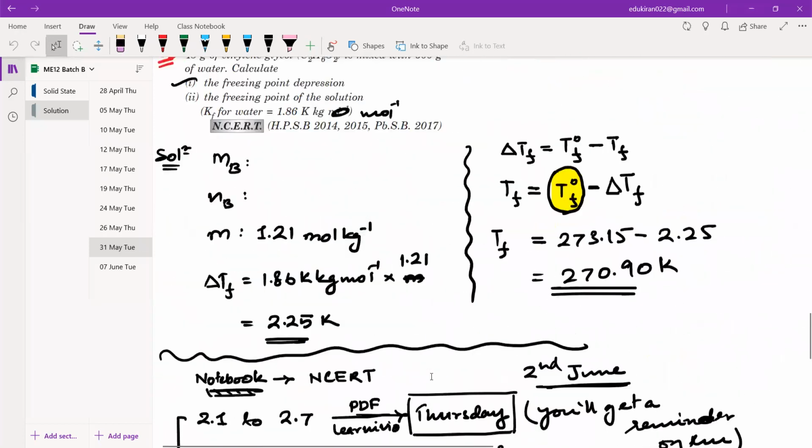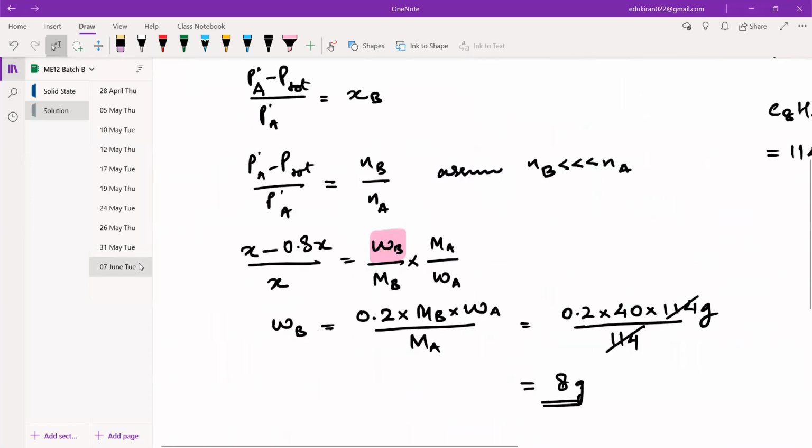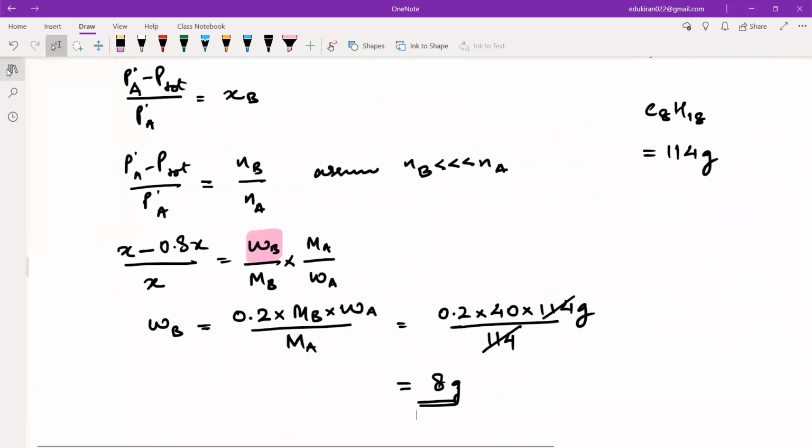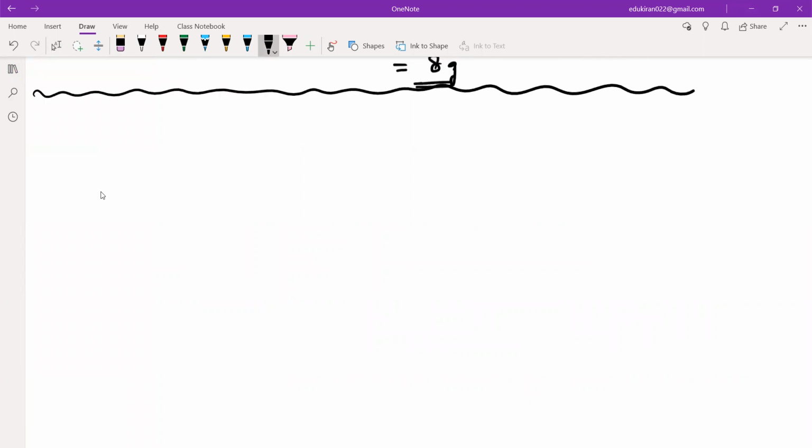Achha, depression of freezing point was done, na? So the next colligative property that we have to do is osmotic pressure. Before osmotic pressure, let us start with a few points, and we will understand what is osmotic pressure, and then we will write about osmotic pressure and osmosis.